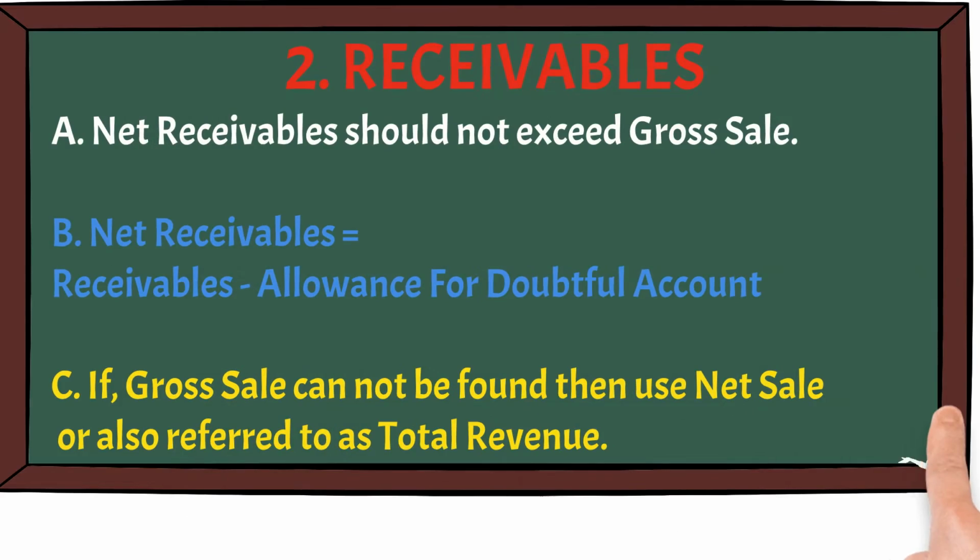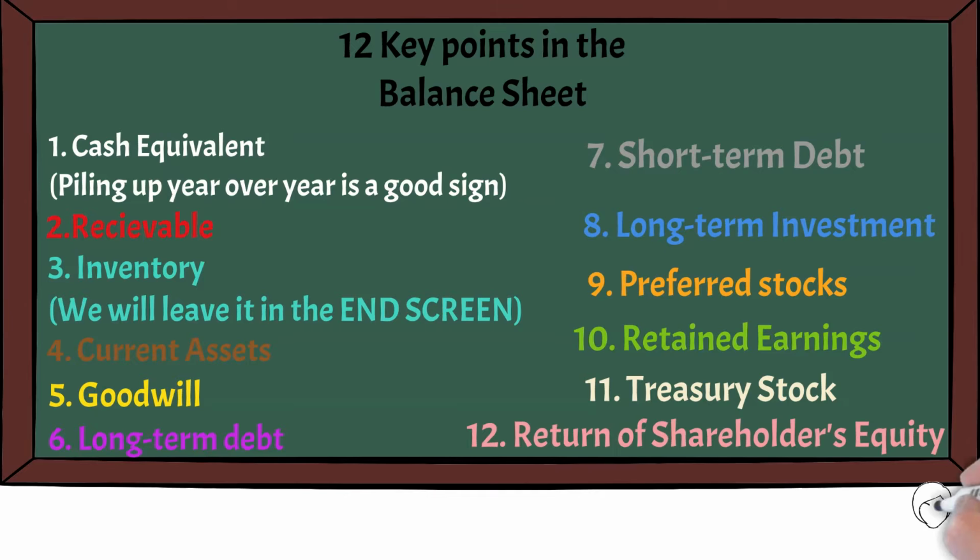Please note it is very difficult to find the gross sale of the company, so in this case, we should use net sales, also referred to as total revenue of the company, instead. 3. Inventory. We already covered this section in another video. This section is very important and we will leave the video on the end screen.